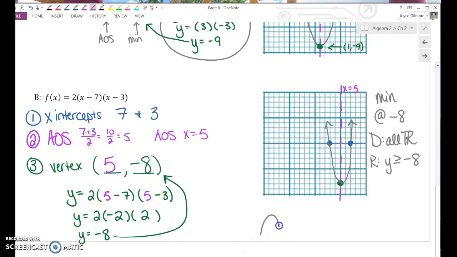Remember, if your parabola opens downward, say your vertex is (3, 5). That would be a maximum at 5, and your range would be y is less than or equal to 5. If it's a maximum value, all of your y values have to be 5 or smaller.